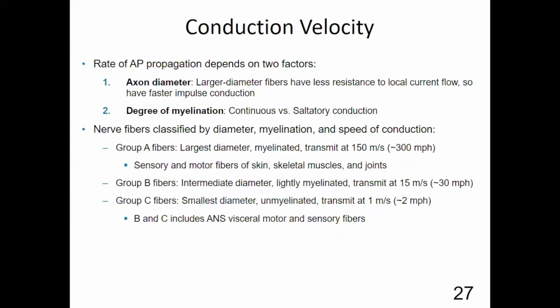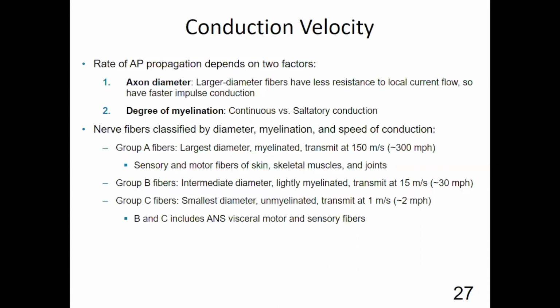There are two things that affect the rate of propagation of the action potential down the axon. Number one is the diameter of the axon. Larger diameter axons have less resistance. So you can imagine if you had two different garden hoses, one had a 2-inch diameter and another had a 1-inch diameter, the water would flow more easily through the garden hose with the larger diameter.